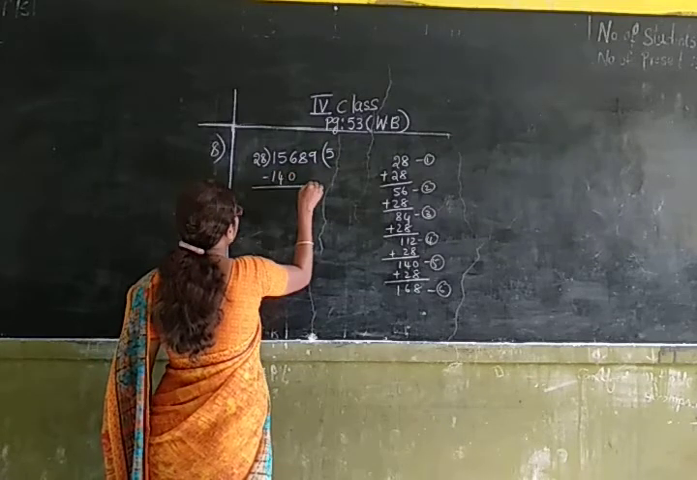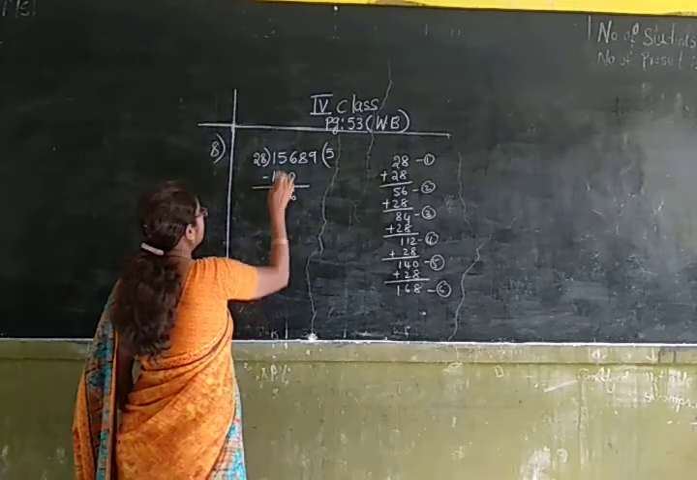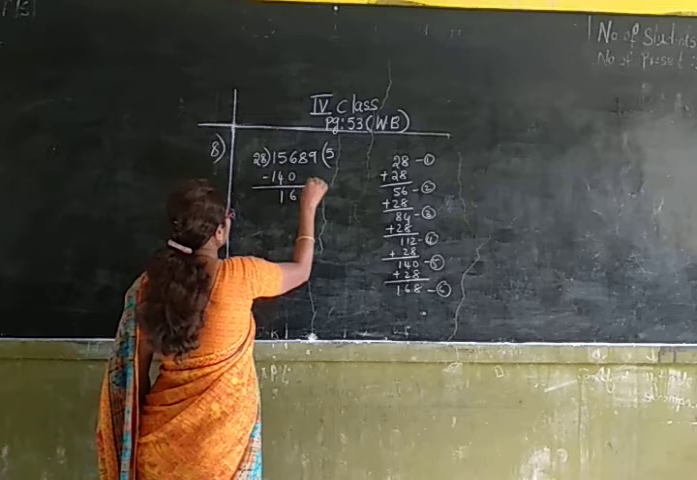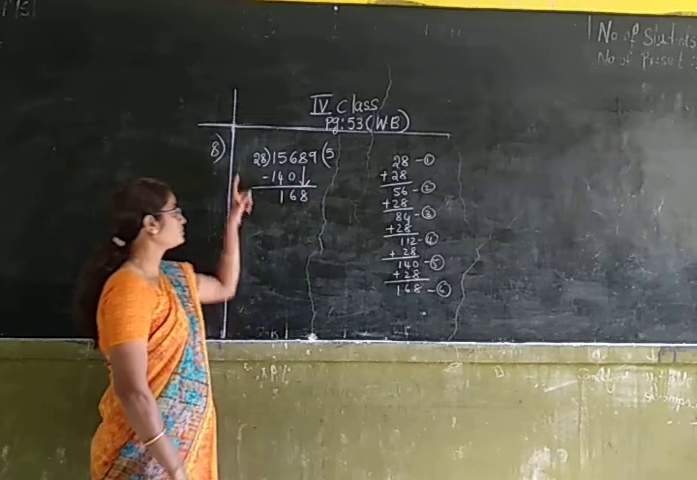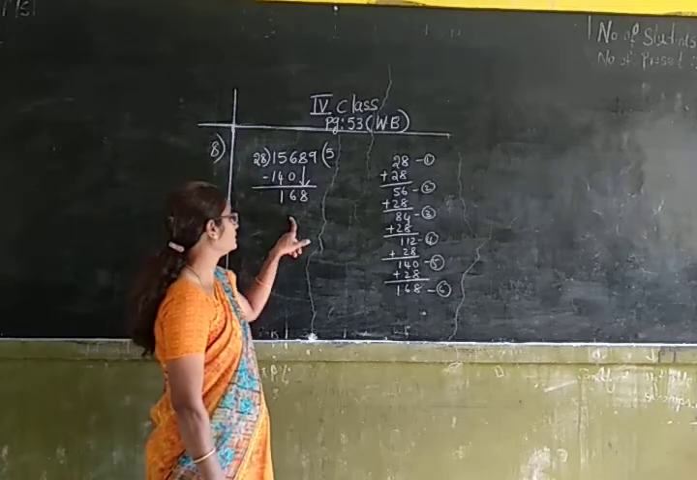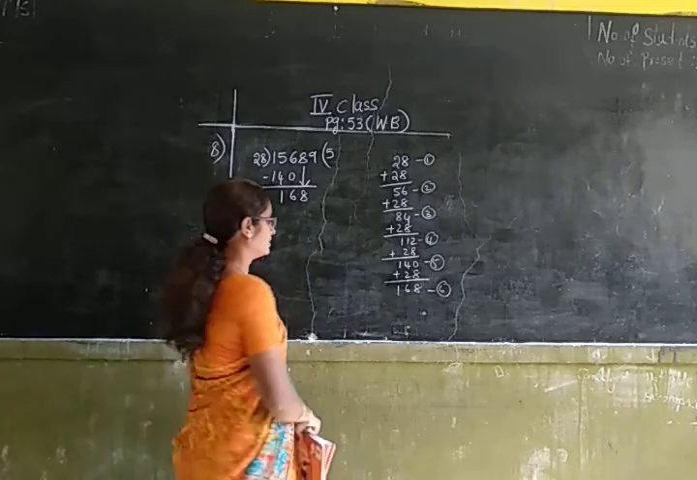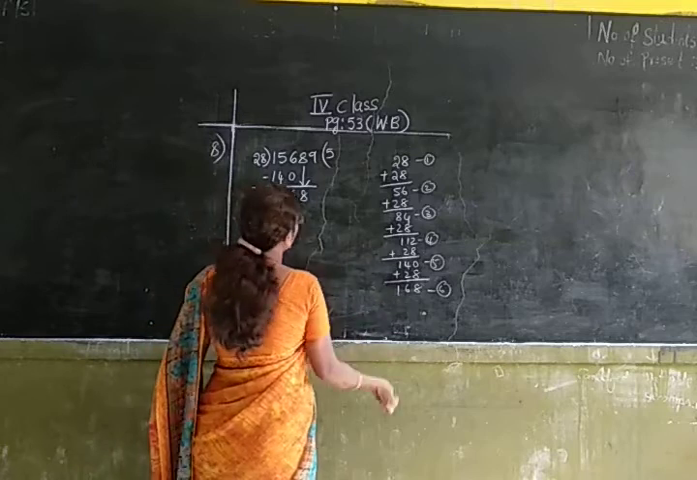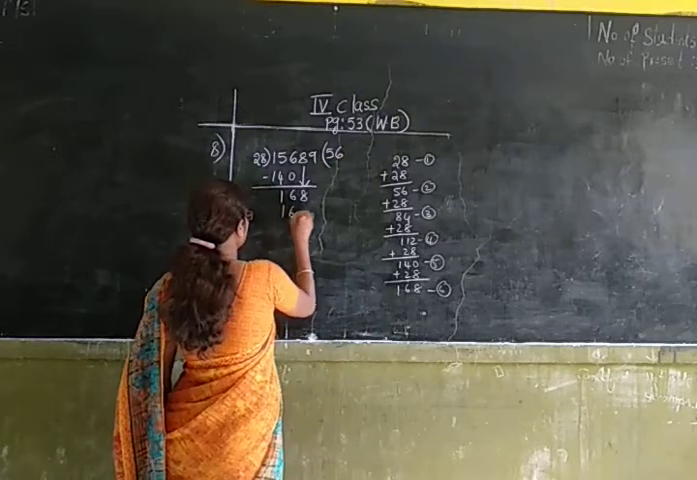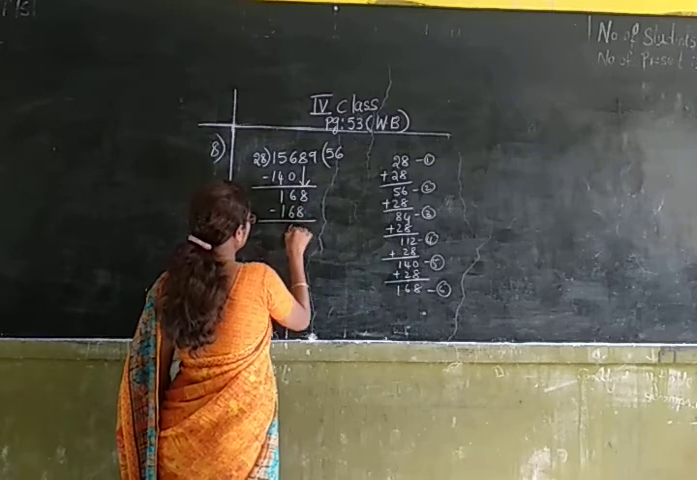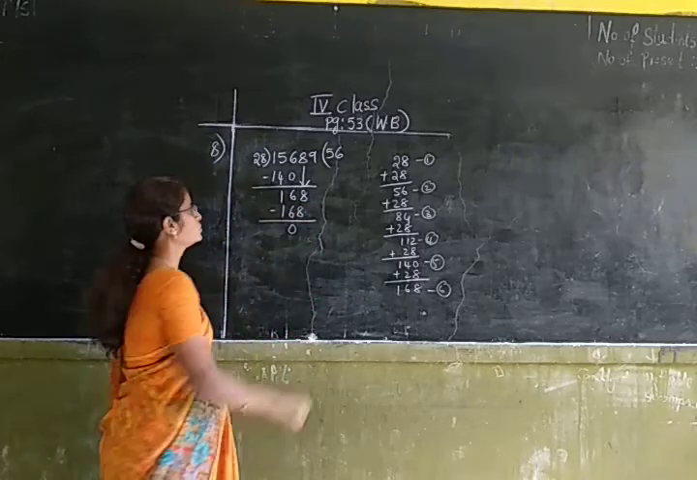Okay, children? 6 minus 0 is 6. 5 minus 4 is 1. Bring down 8. Now, how many times does 28 go in 168? It goes 6 times, because 28 sixes are 168. So, it goes 6 times. That is 168. 168 minus 168 is 0.